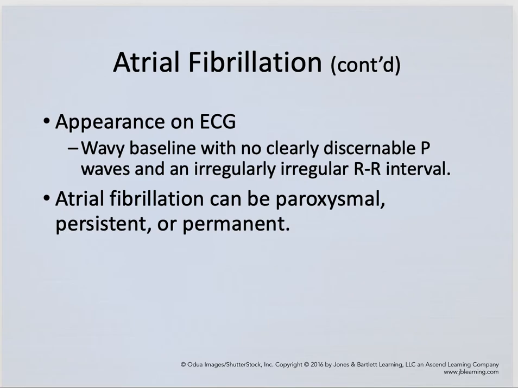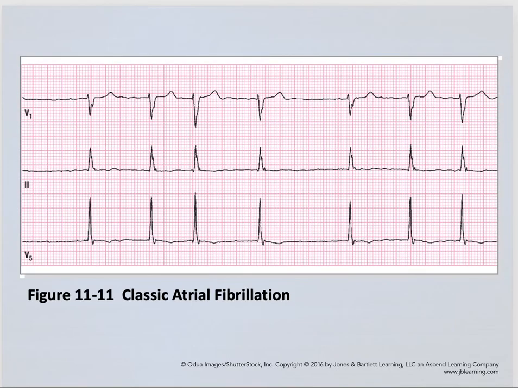AFib can be paroxysmal, persistent, or permanent. Those are three different types of AFib and how it can look. So what we see here is this baseline.